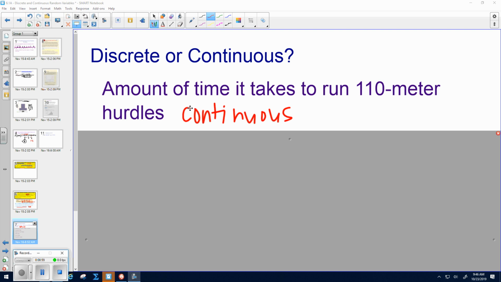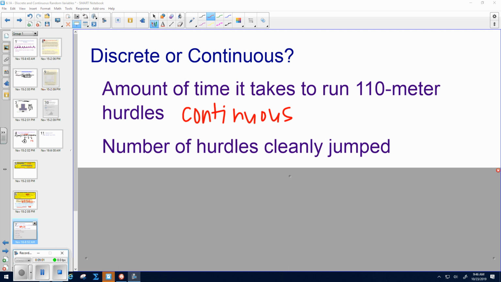How about number of hurdles cleanly jumped? That is discrete. All right, discrete. Maybe you jumped 5 cleanly. You never jump 5.5, right? Now, it's not just about fractions or not fractions. Are there gaps in between? So could you make a table on this? Yes, right? You could have 1, 2, 3, 4, 5, 6, 7 for your values.